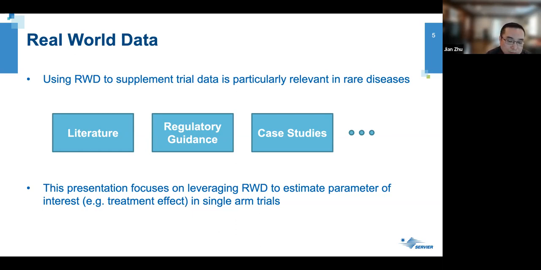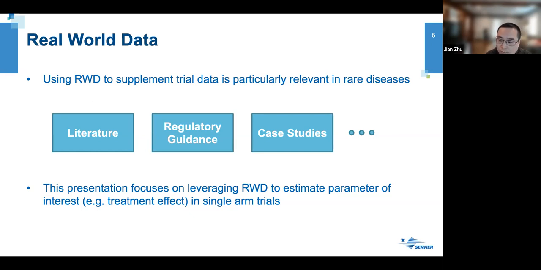Given the vast range of different topics, today we really want to focus on one particular scenario, which is how to leverage real-world data to estimate a certain parameter of interest.